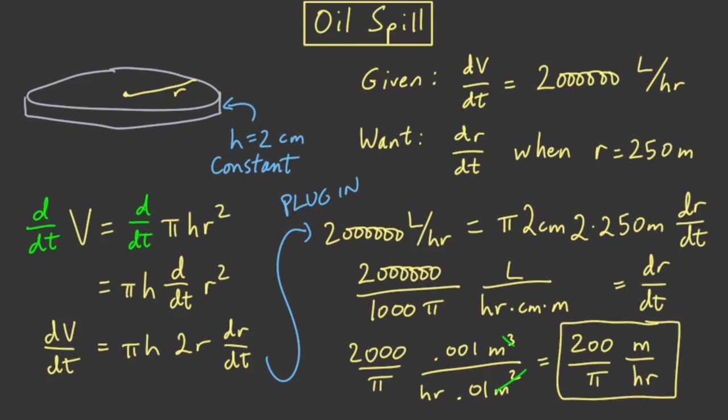Using units is a really good way to make sure you got things right. If you end up with units that don't make any sense, then you probably didn't do your implicit differentiation correctly.